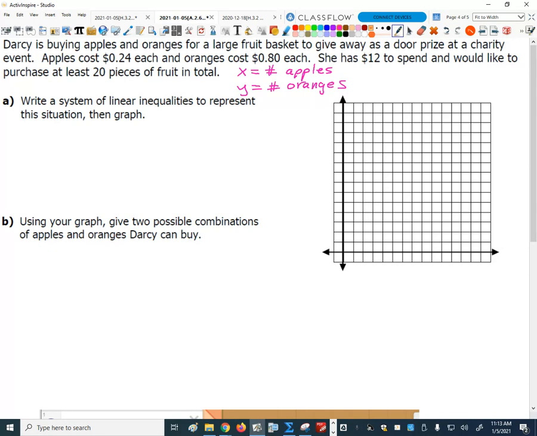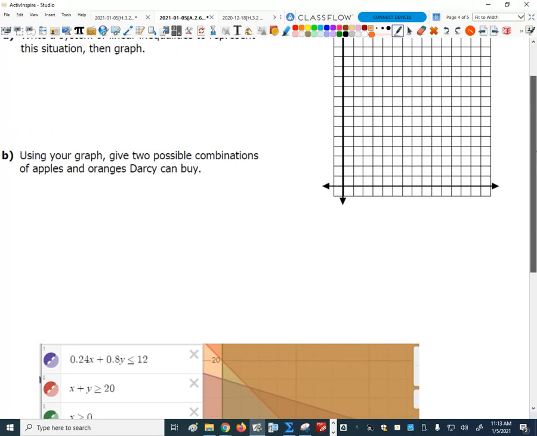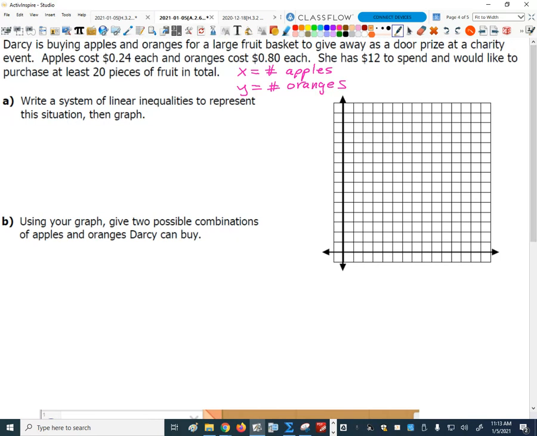Okay, good. So now we just need to come up with some inequalities, right? And we'll see why these are inequalities in a second. So we know apples cost 24 cents each and oranges cost 80 cents each. And Darcy has $12 to spend.